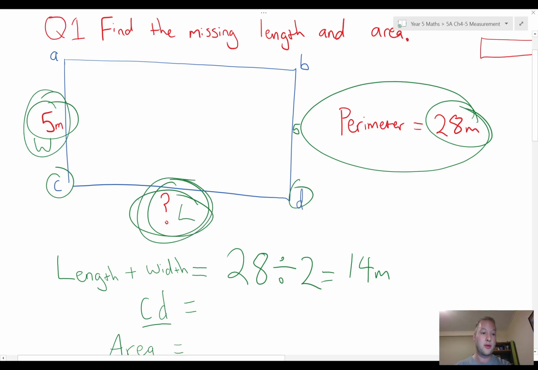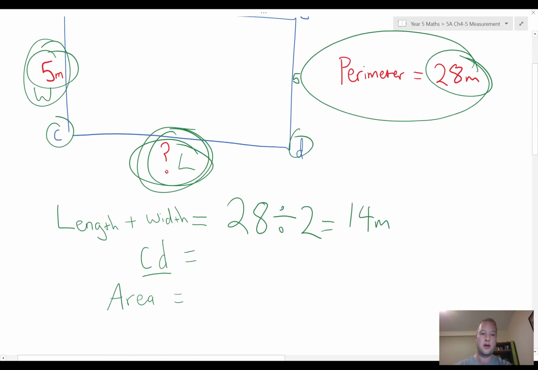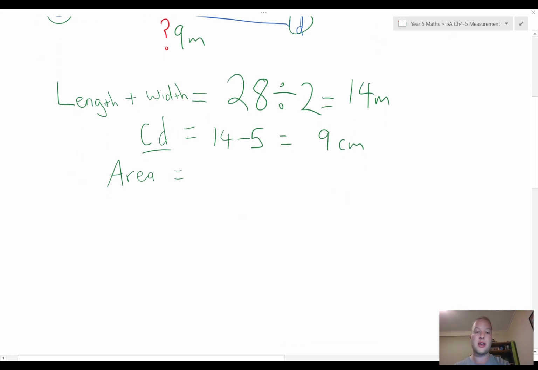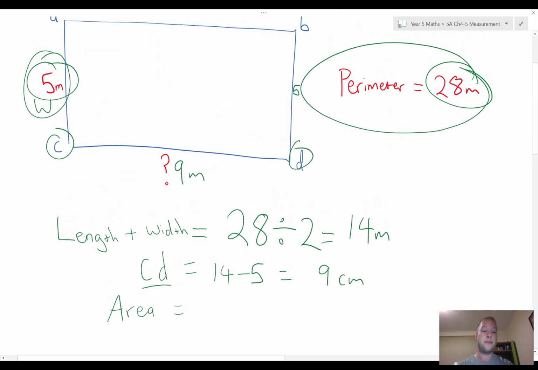So how can I work out what CD is? Well, I've got the length plus the width is 14. Both of them together, take away one of them, which I do know is 5. My width is 5. So 14 take away 5 is 9, which means it's missing has to be 9 meters. If you didn't understand that, that's okay. Watch the next video and I'll go into it with more detail and you'll get there.